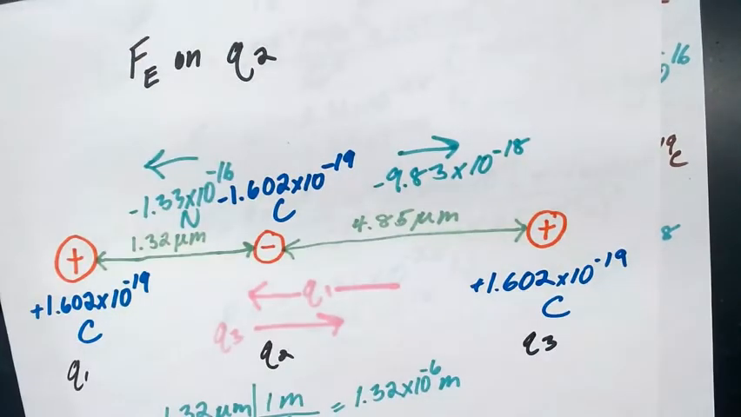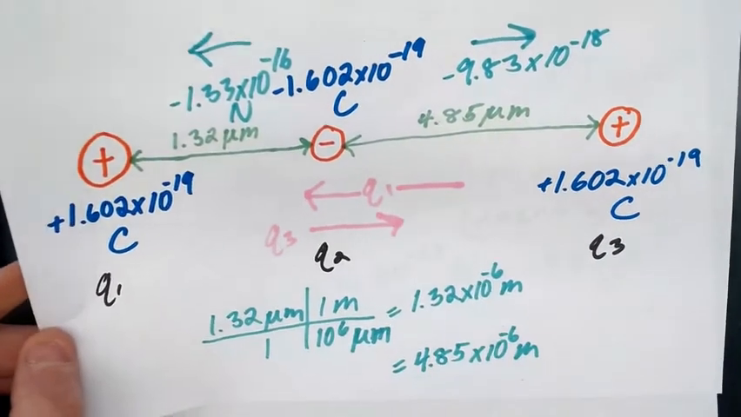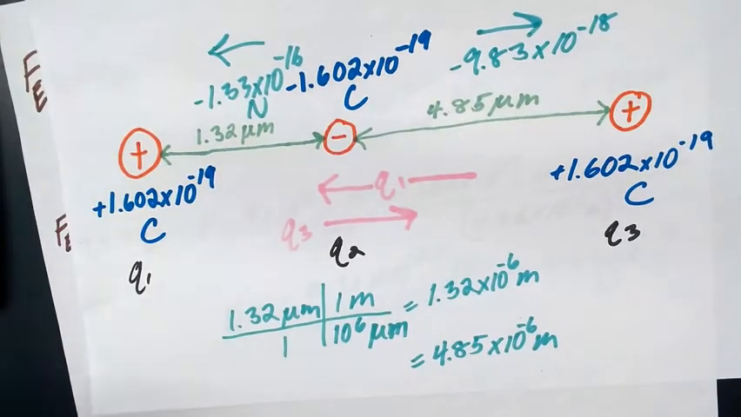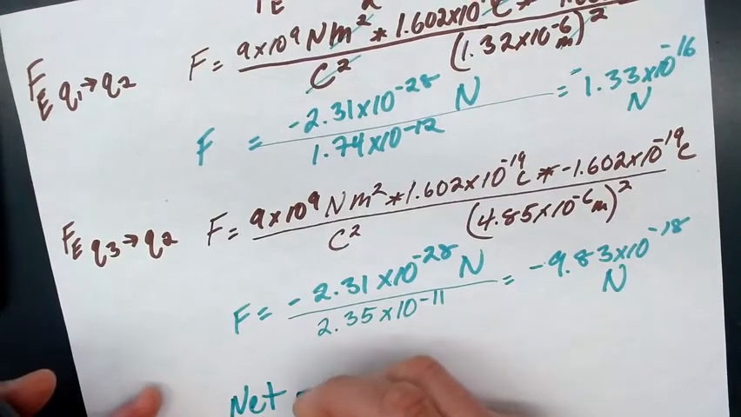All right, so I know there are these competing forces on that middle charge. So if they're competing forces, regardless of the negatives in there, I know I'm going to have to subtract these two. So my two numbers right there, 1.33 e negative 16, I'm going to subtract from that 9.83 e negative 18.